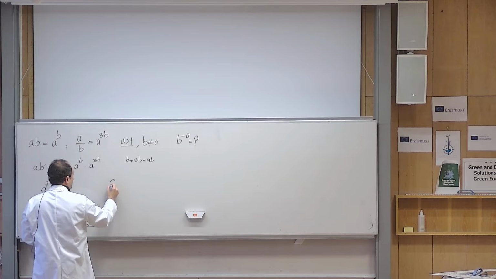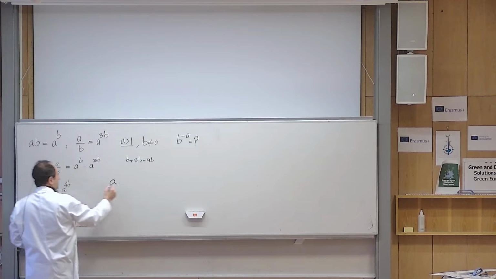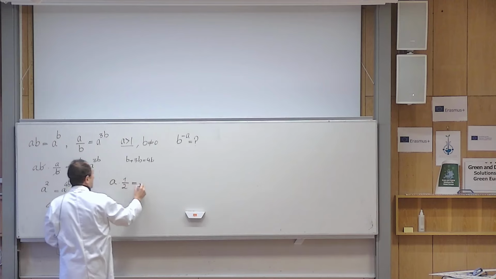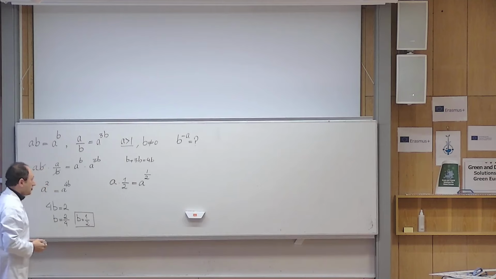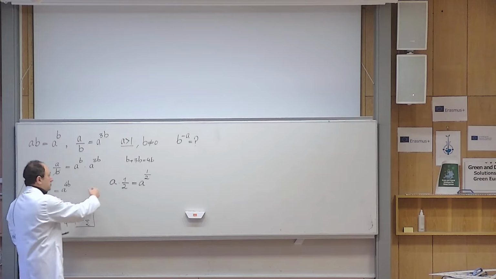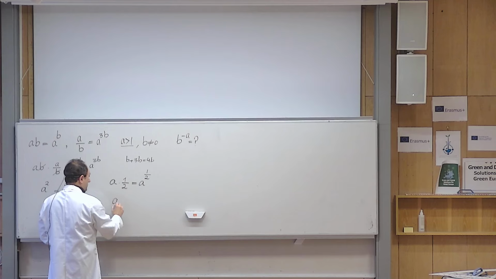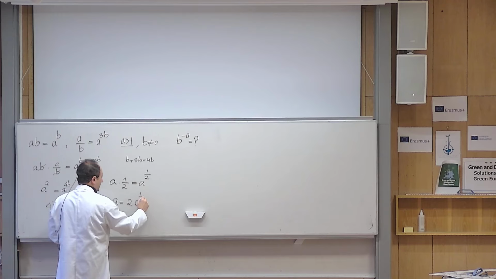So it becomes what? A, every b will be replaced by 1/2. So this becomes multiplied by 1/2. And on the right-hand side, I will have a to power 1/2. Okay, so let me first multiply by 2 to get rid of this fraction. So the left-hand side becomes simply a, the right-hand side becomes 2a to the power of 1/2.